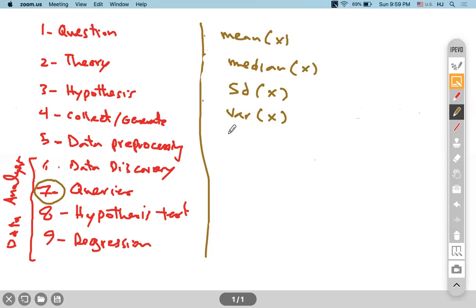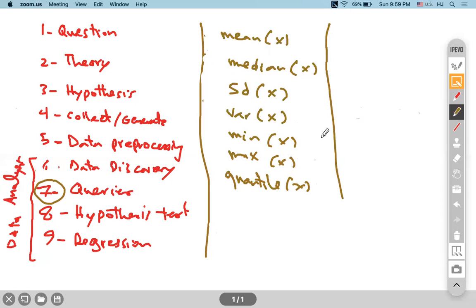You can also get the minimum. You can use the maximum. You can use the quantile, if you want to get the quantile of a certain column. And if you have your data right now, and you would like to predict something about the population, then you can use, as we said before, this will give you a description or queries about the data which you have right now.